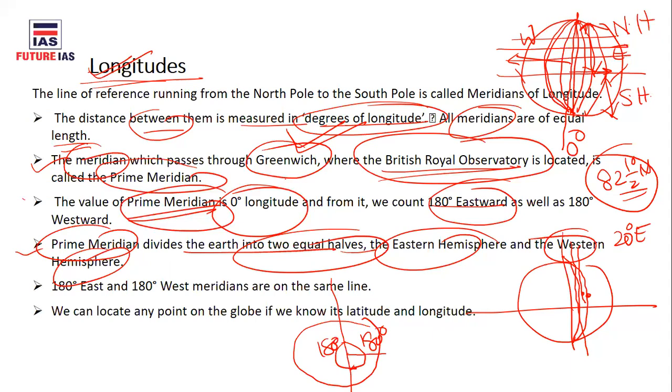All right, so this is what you must understand. As I told you, the 180 degree east line and the 180 degree west line are also called meridians. They are nothing but the same line, because ultimately you will meet at the same position.